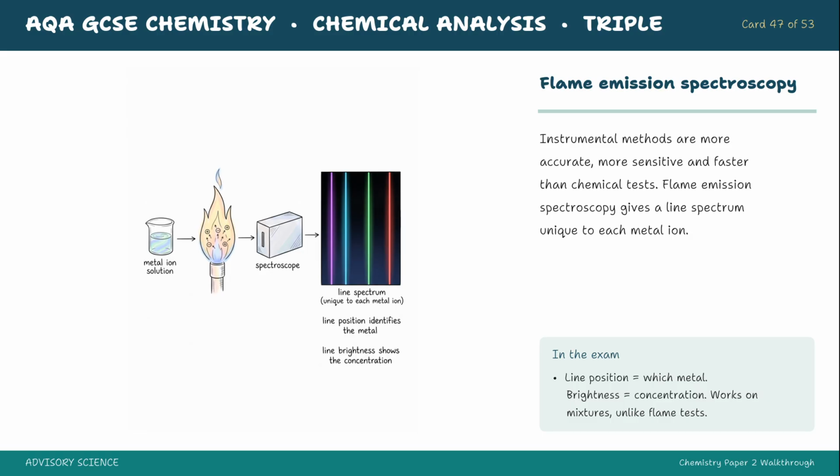In the exam, give the 3 advantages of instrumental methods clearly. They're more accurate, more sensitive, and faster than the old chemical tests. Flame emission spectroscopy can also analyse mixtures of metal ions, which simple flame tests cannot. Every metal has its own barcode of light. The lines say which metal, the brightness says how much.